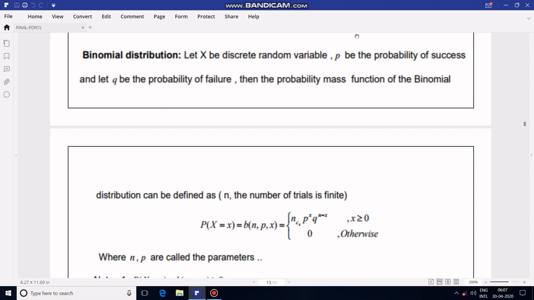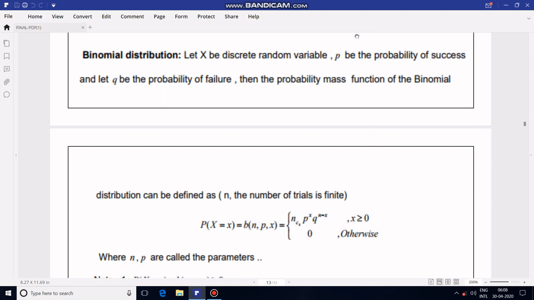My dear students, you are already familiar with discrete and continuous probability distributions. In a discrete probability distribution, the random variable x has a finite number of values, whereas in a continuous probability distribution, the random variable x has an infinite number of values. Further, in discrete probability distribution, there are two types. One is binomial probability distribution. The second one is Poisson probability distribution. Now in this video, I would like to explain in detail about binomial probability distribution.